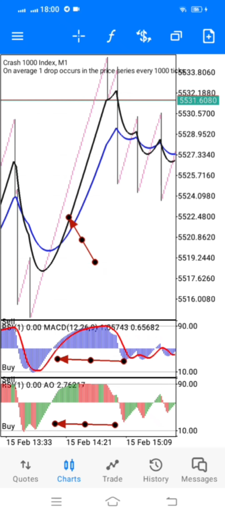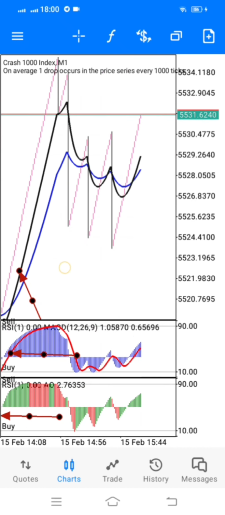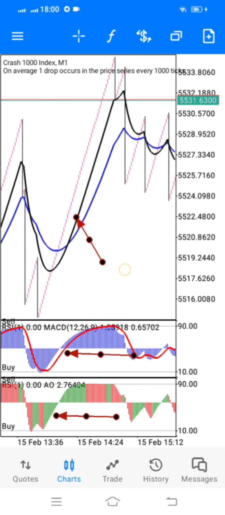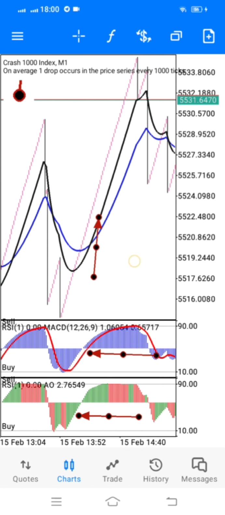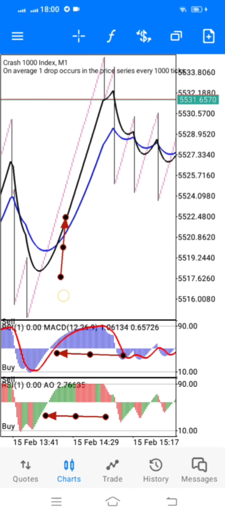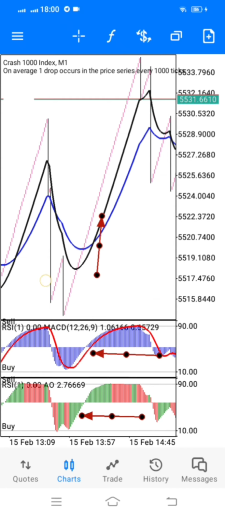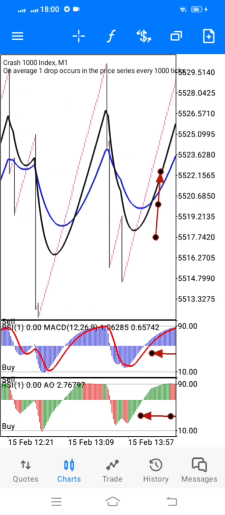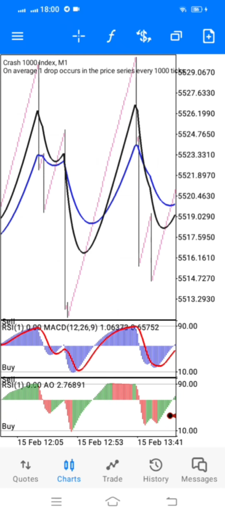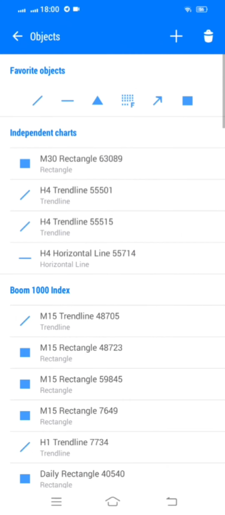Now remember, these indicators here at the bottom, they do not lag. You can see, let me just do this. They do not lag. So we're going to move and look for another opportunity. Right over here, we can see we have another opportunity.